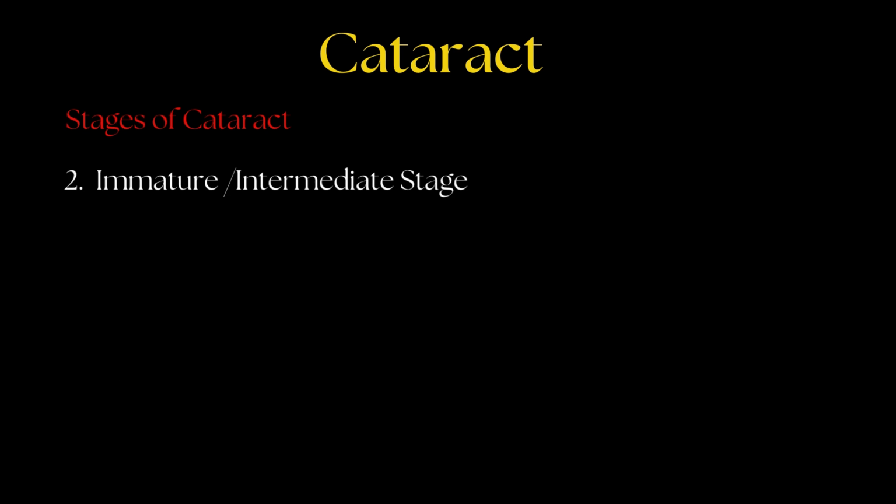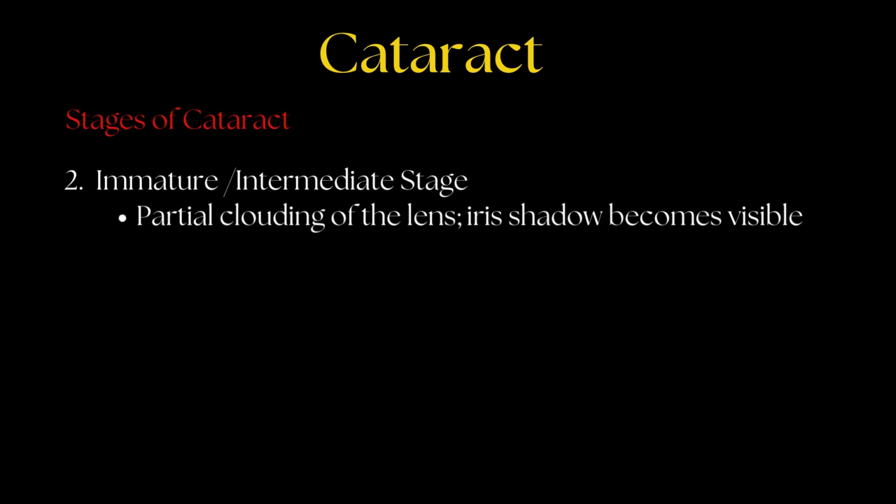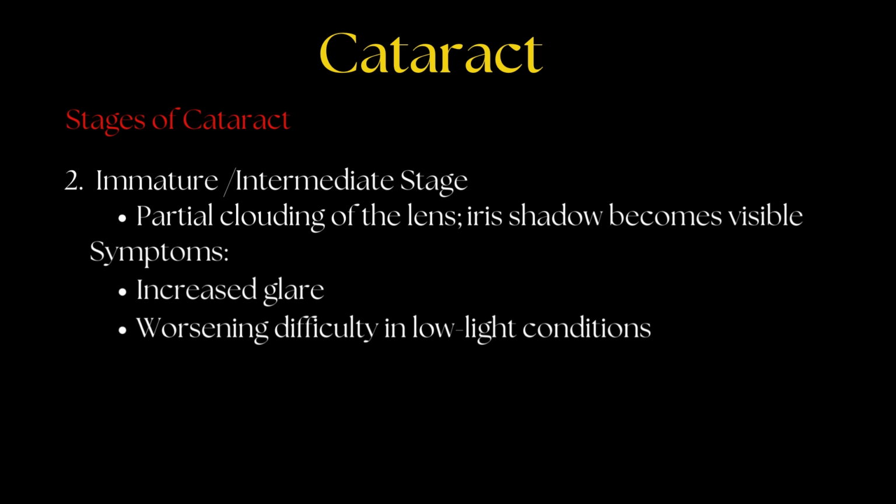During the immature stage of a cataract, partial clouding of the lens occurs, making the iris shadow visible. As the lens becomes more opaque, patients may experience increased glare and worsening difficulty in low-light conditions. These changes can start to affect everyday tasks.